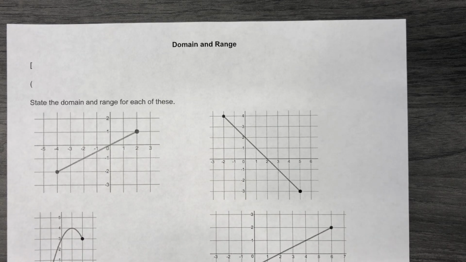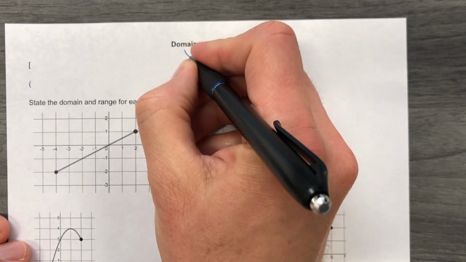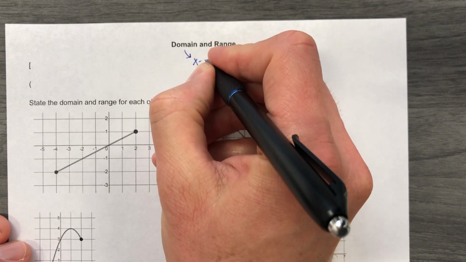Domain and range. You've heard of them before. I wish you could see me right now. I'm waving my arms wildly because I'm so excited about this stuff. Domain is something you've heard before. Like I said, this is x values.